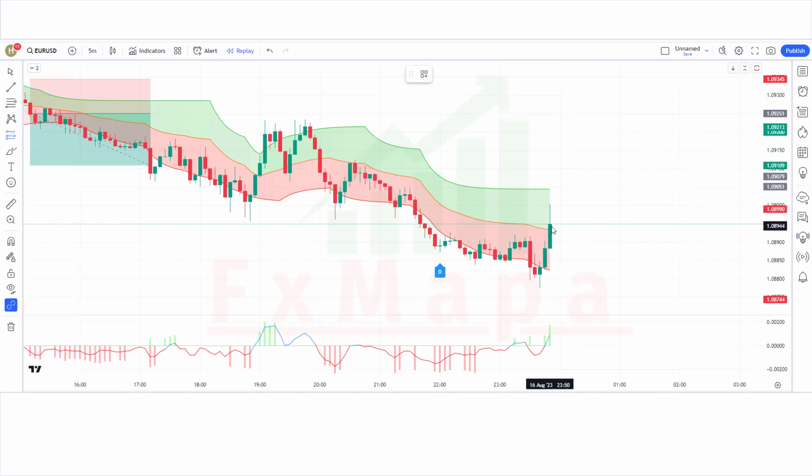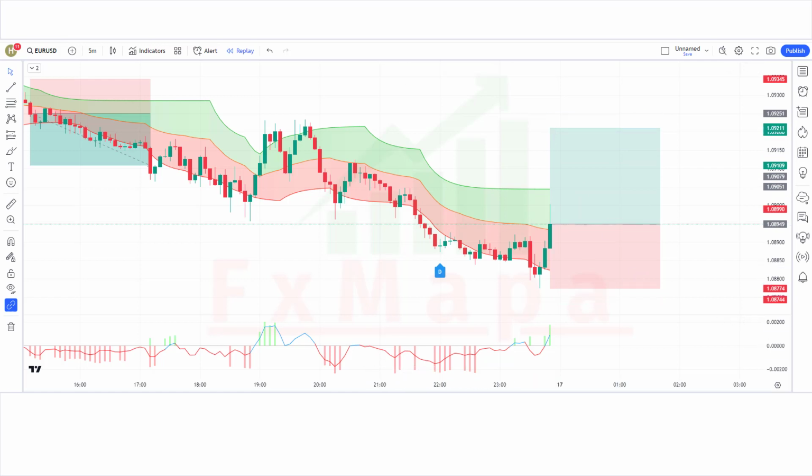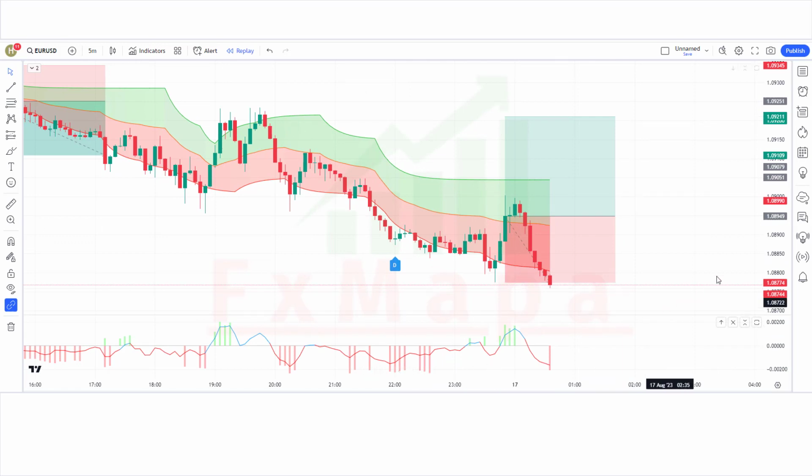We will place our stop loss on the low made by the market after the signal. And the risk to reward ratio will be 1:1.5. Let's see what happens to our trade. We have lost this trade.